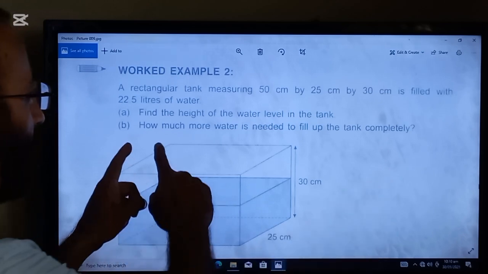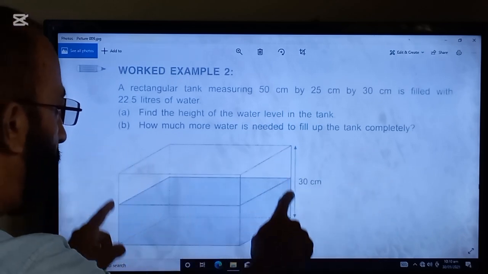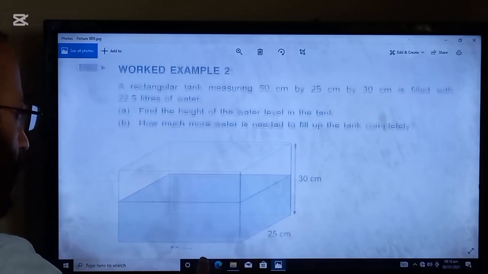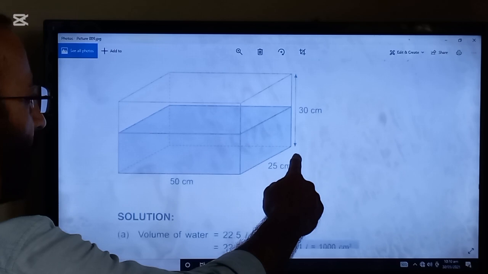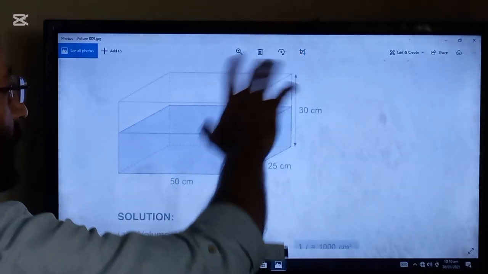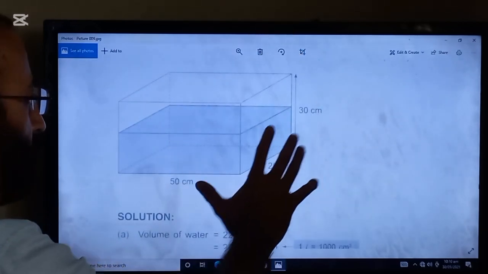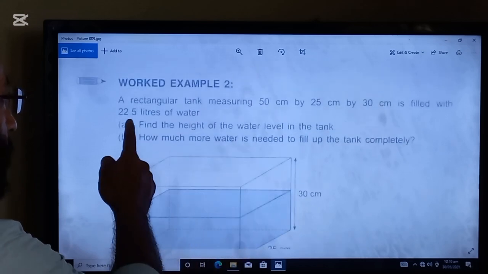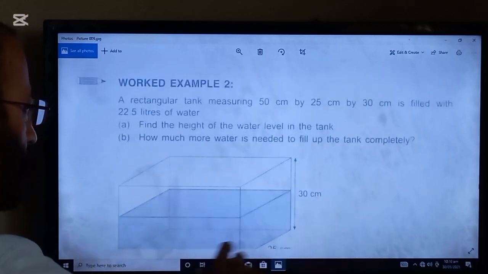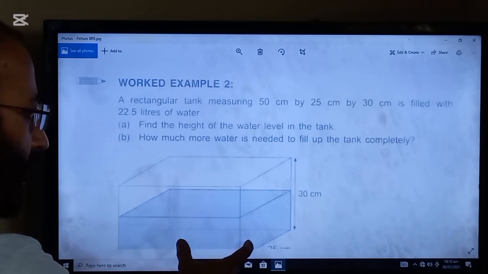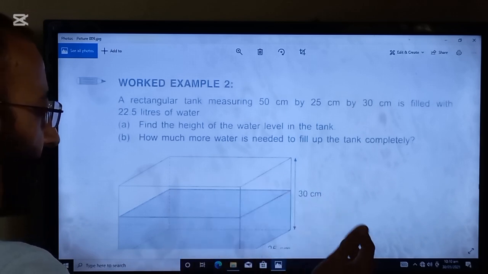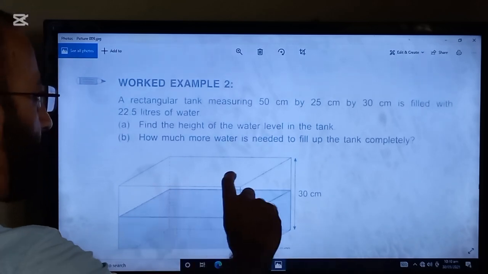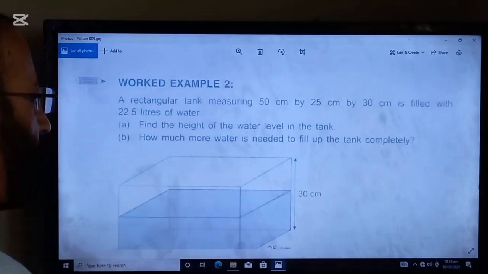Okay. The second part is how much more water is needed to fill up the tank completely. The method to solve this second part is, first we will find the capacity of the full tank. Dimensions are given. Length is 50, breadth is 25, height is 30. From the capacity of the full tank, the volume already present in the tank will be subtracted. The value we get at the end will be equal to the more water needed to fill up the tank completely.